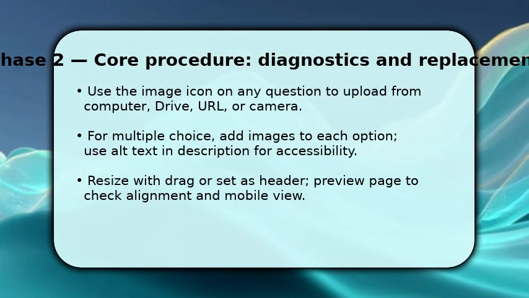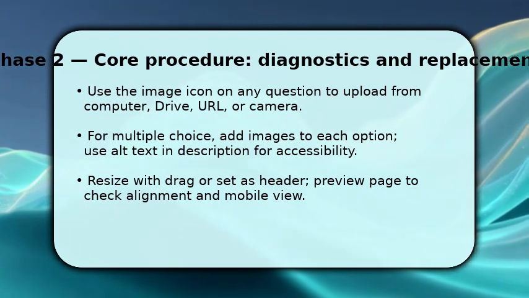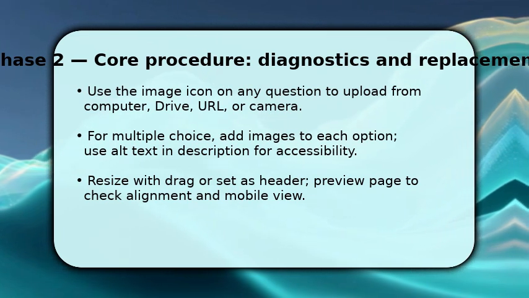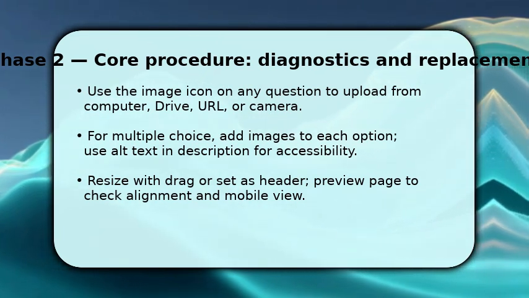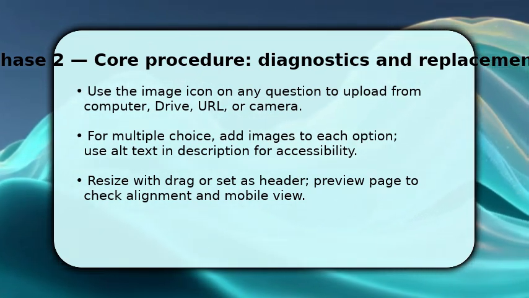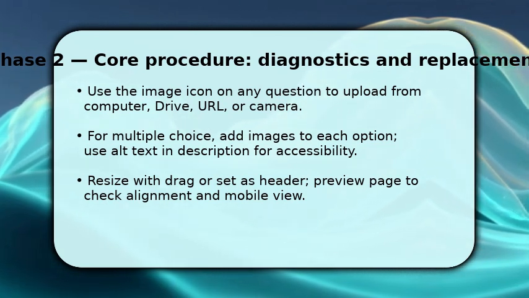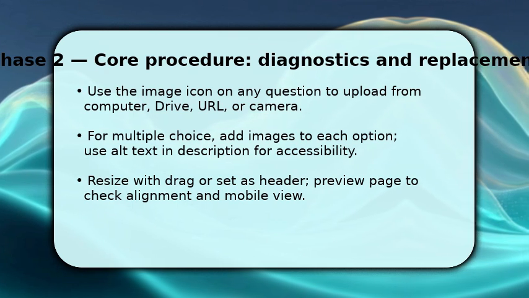Now you'll add images into questions and choices. Click the image icon inside a question field and pick Upload, Drive, or Paste URL. Upload is fastest for local files. If you're adding images to multiple choice options, insert each image into its option so responses align visually.